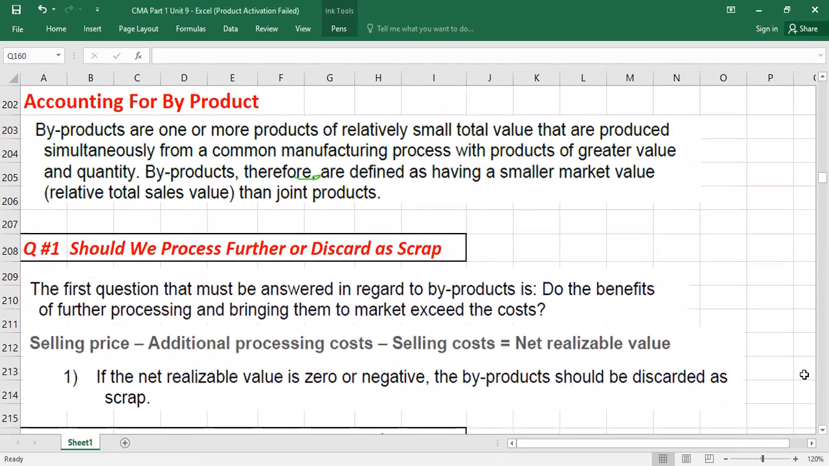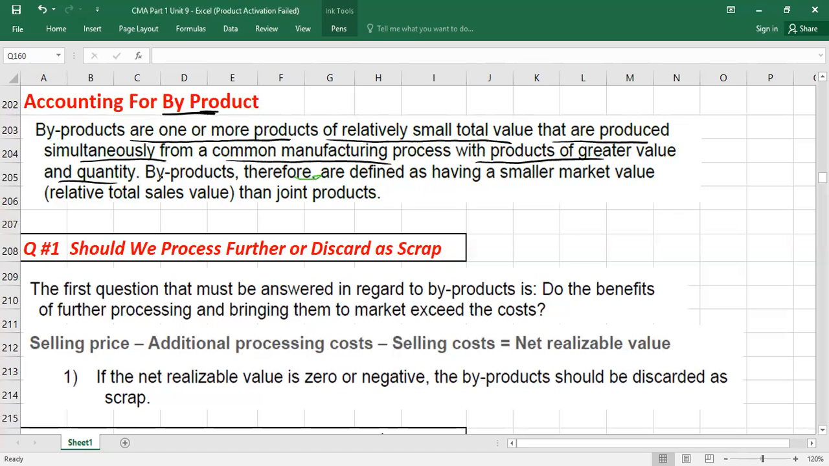Now we have here a small topic, which is called what? Byproduct. Because this topic will be mingled most of the time with the allocation of joint cost. So first, let's quickly go through what is byproduct, and then I'll tell you how this will be mingled and mixed with the joint cost allocation. So what is the definition of byproduct, guys? Byproducts are one or more products of relatively small total value that are produced simultaneously from a common manufacturing process with products of greater value and quantity.